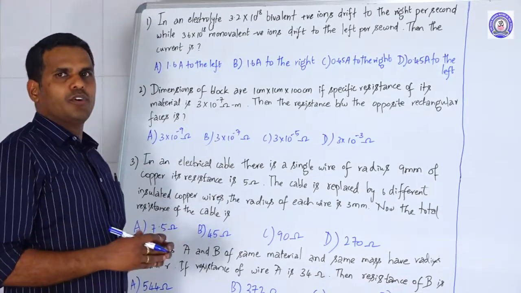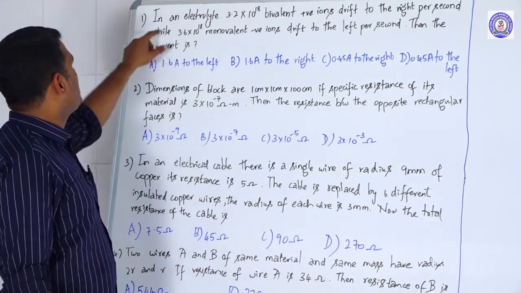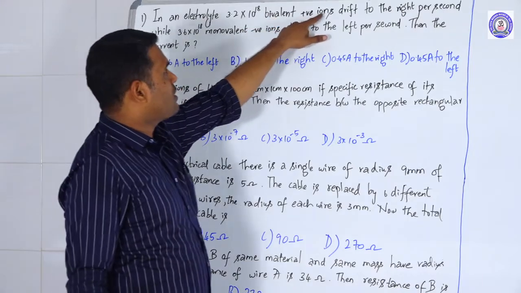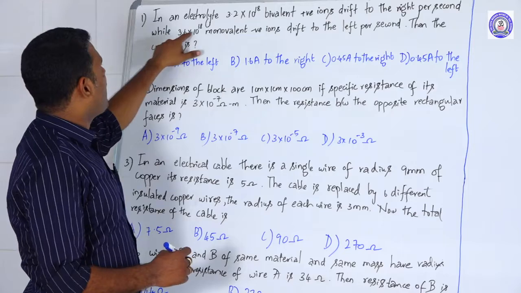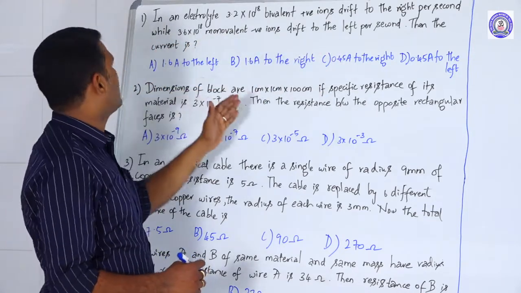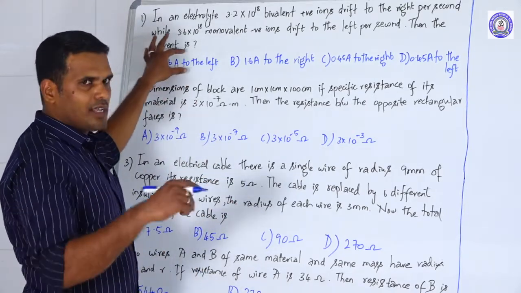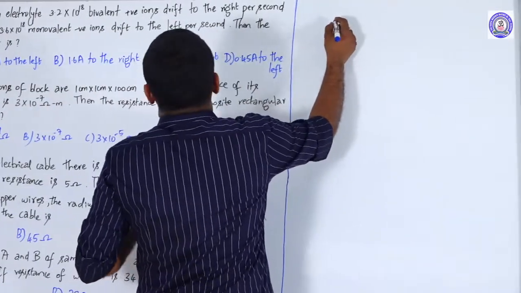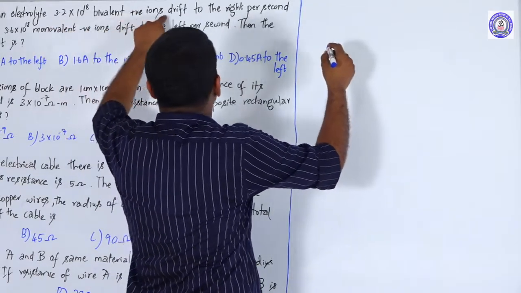Based on the ideas we have discussed so far, we shall solve some problems related to those ideas. First problem: in an electrolyte, 3.2 × 10^18 bivalent positive ions drift to the right per second, while 3.6 × 10^18 monovalent negative ions drift to the left per second. Then the current is... We have to calculate the magnitude of current as well as the direction of flow of current here, right? So it is given this many bivalent positive ions.